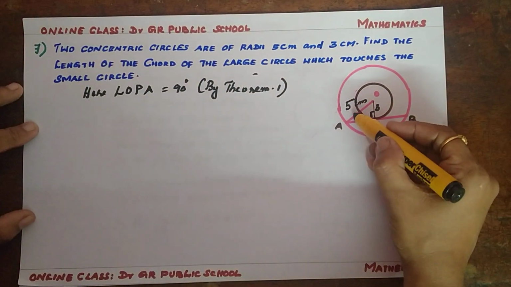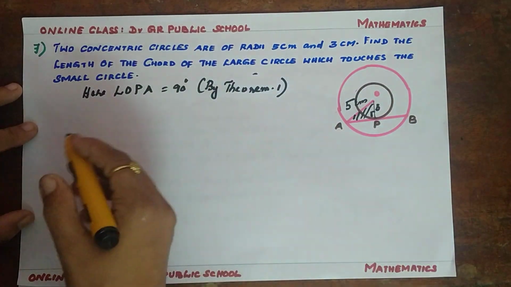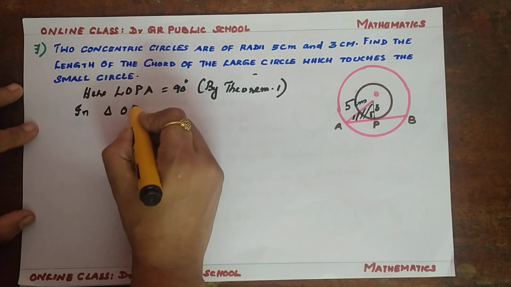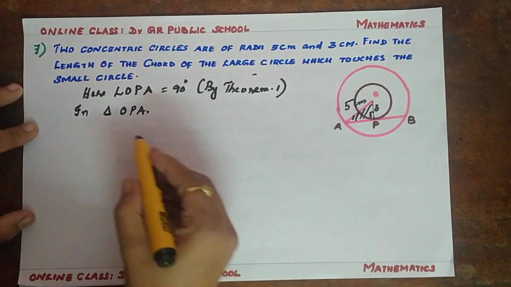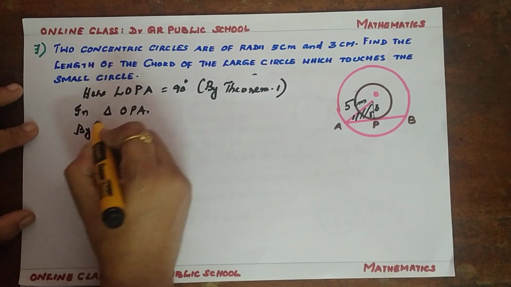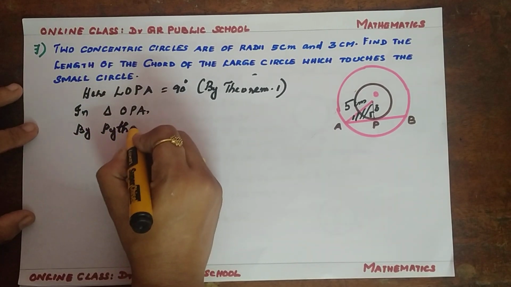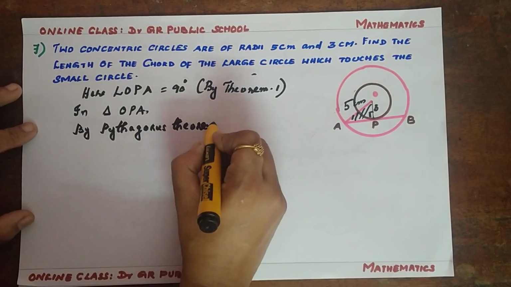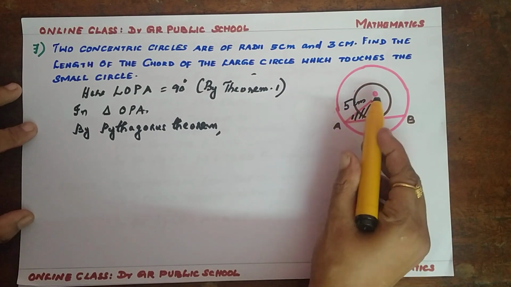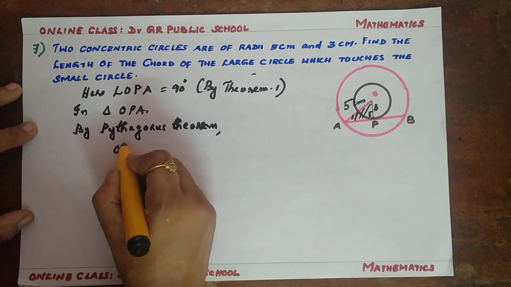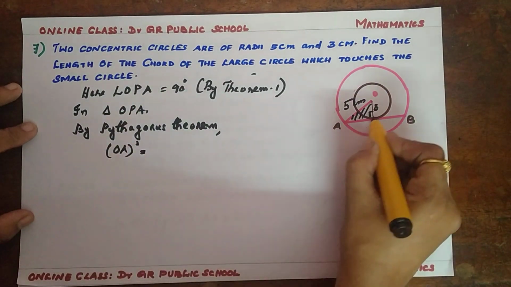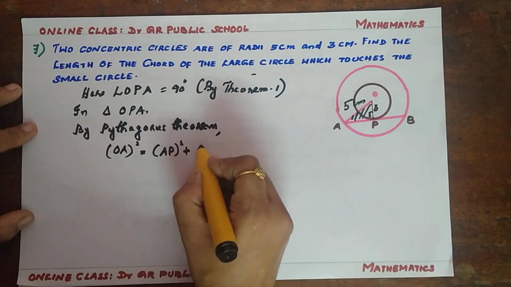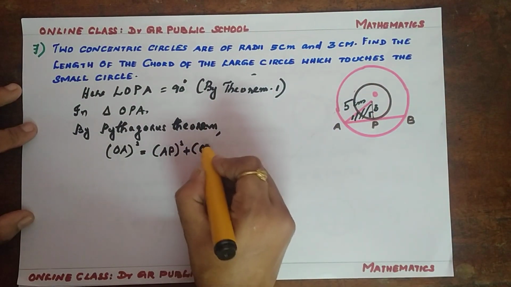Now, you know that this triangle OPA is a right triangle. In the right triangle OPA, you can apply the Pythagoras theorem. By the Pythagoras theorem, what can you say? The hypotenuse squared, the hypotenuse being the side opposite the 90 degree angle, that is OA squared, equals the base AP squared plus the altitude OP squared.